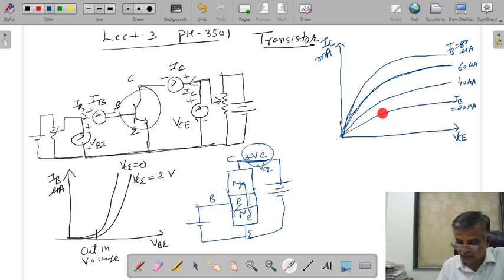Why? Again I am explaining why. This is kept in forward bias. See here, 20 microampere. Now as you keep this in forward bias, the electron can easily cross this first junction. But the base is very, very thin, so most of the electrons cross the entire base region and come to the collector.